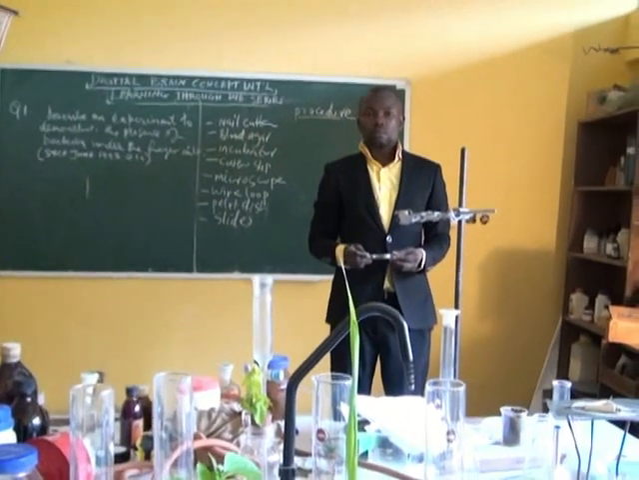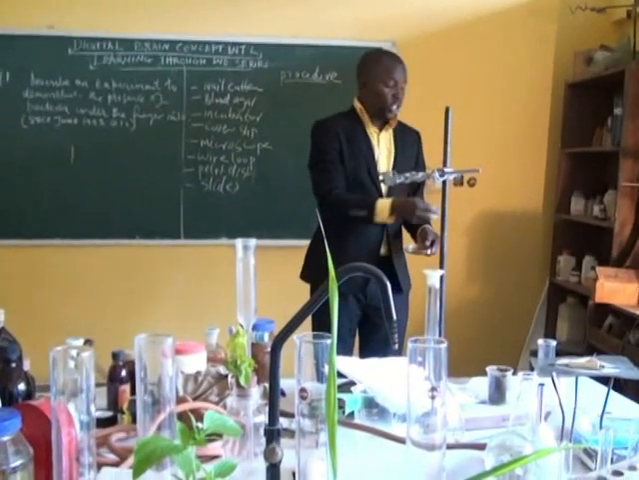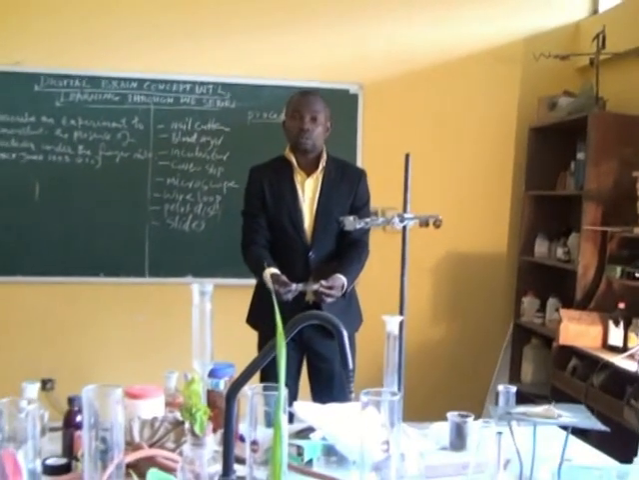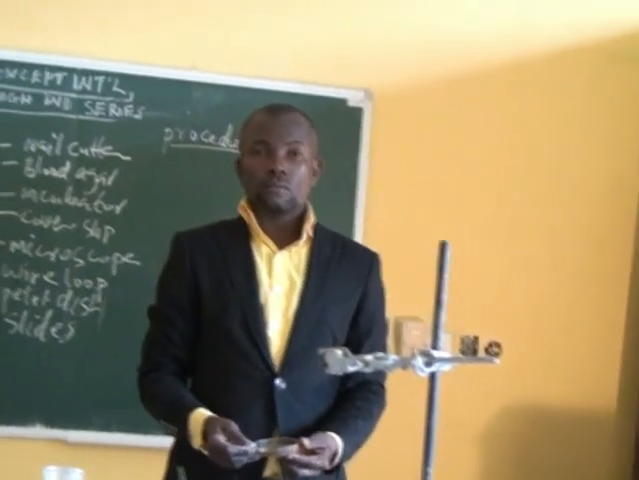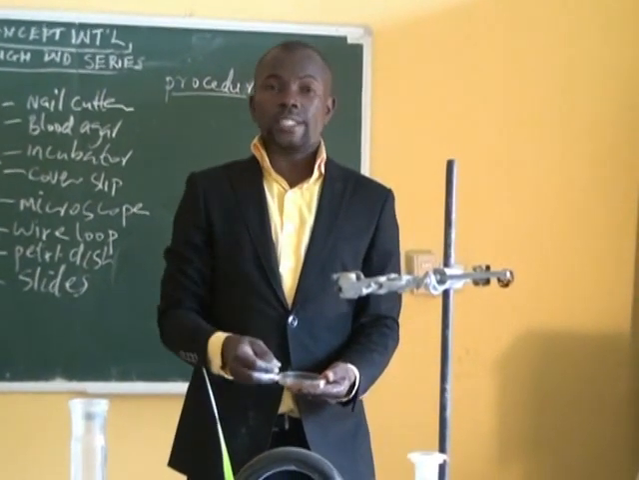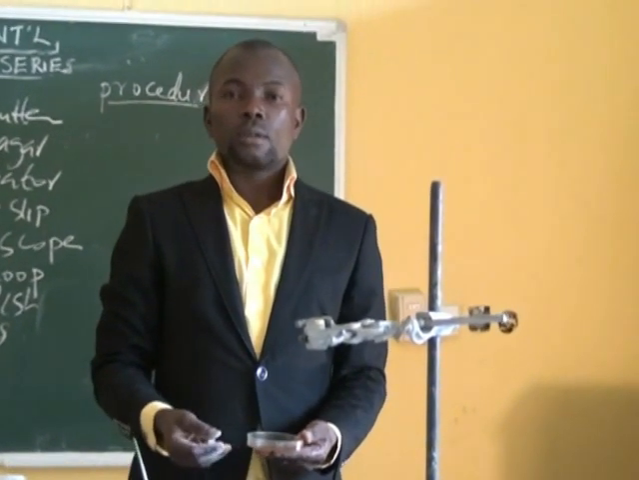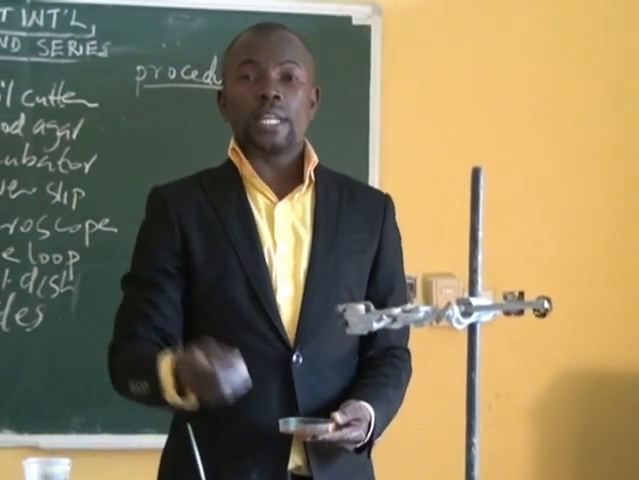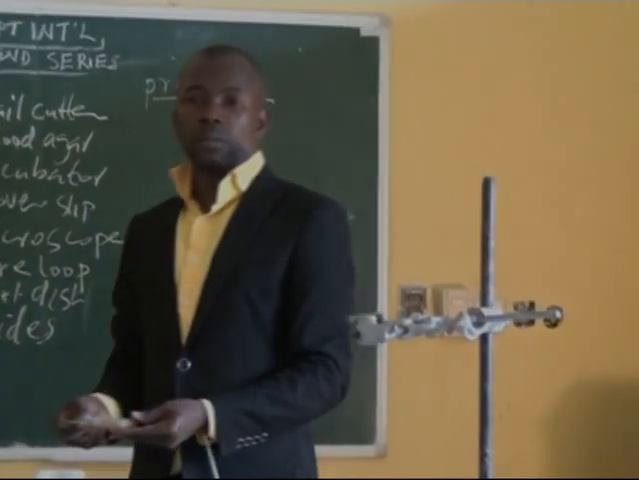At the end of the second day, we shall examine the petri dish for bacterial growth, for colonies of the bacteria. We shall take samples from the petri dish, place on the slide. Possibly we can stain it, cover with cover slip and watch under the microscope in order to identify the type of bacteria that is involved. I hope with this simple experiment I have answered it.